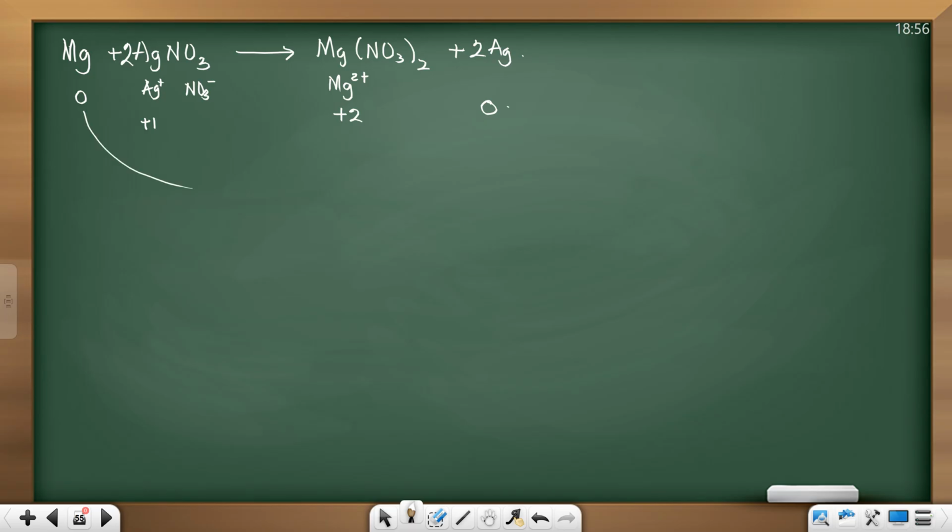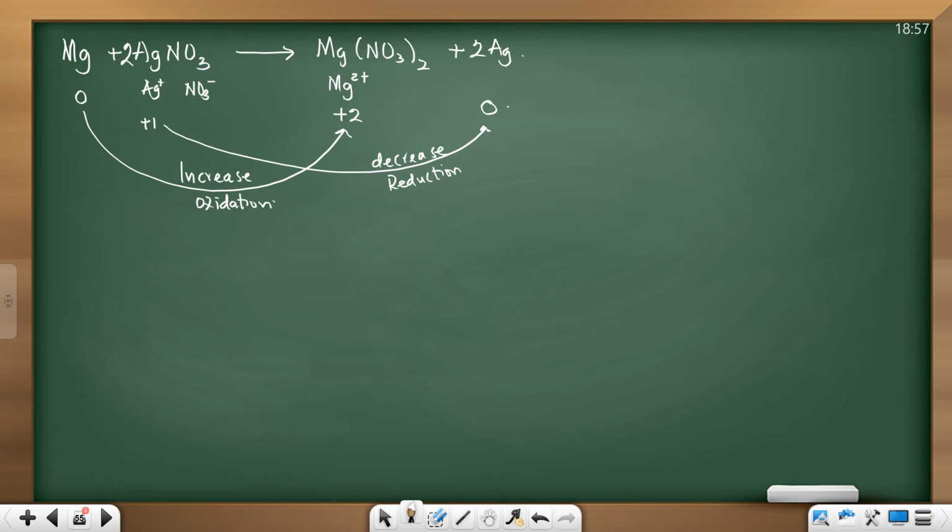Now, if you notice from 0 to positive 2, what is that? It's an increase, which is oxidation. From a positive 1 to 0, what is that? It's a decrease. Please, I need you to ask me questions here if you are lost. Reduction. So I know what is oxidized and what is reduced already.